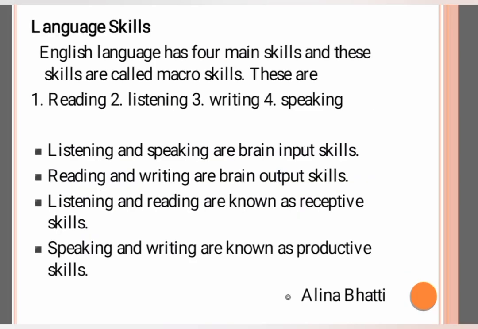So the English language has four main skills and these skills are called macro skills. These are reading, listening, writing, speaking. Listening and speaking are brain input skills, reading and writing are brain output skills. But if we talk about receptive and productive skills, then listening and reading are known as receptive skills. Why are these called receptive skills? Because both involve receiving information and so they are called receptive. But if we talk about productive skills, then speaking and writing are known as productive skills because they involve producing words, phrases, sentences, and paragraphs.